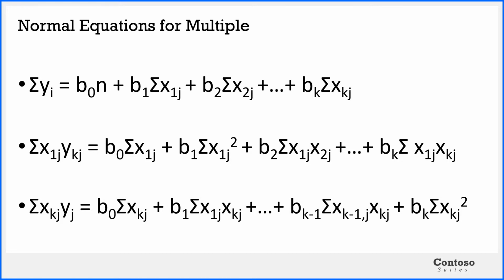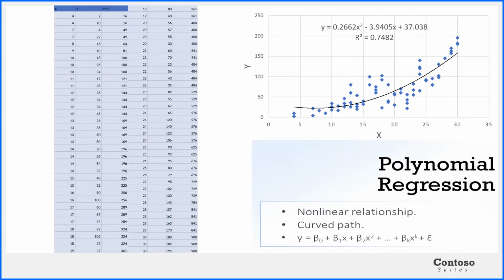To estimate the parameters, we will take the partial derivatives of f with respect to each b and equate all partials to 0 to get the normal equations as shown. These will be linear. Relationships are not always perfectly linear.